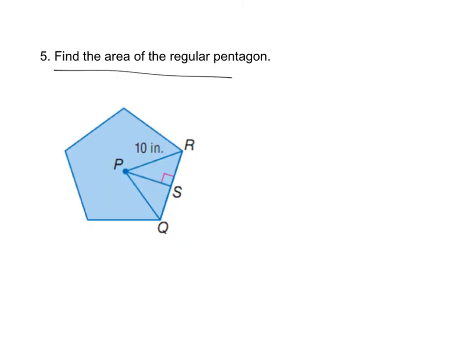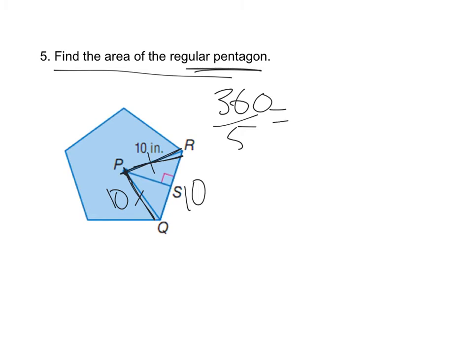So figuring out the area of a regular pentagon. Well, here, my radius is 10, but realize that makes this 10 as well, and that makes this 10, because this is actually an equilateral triangle. Okay, so if it's a pentagon, my central angle needs to be 360 divided by 5. So 360 divided by 5 is going to be 72. So now I've got a triangle where my central angle is 72.